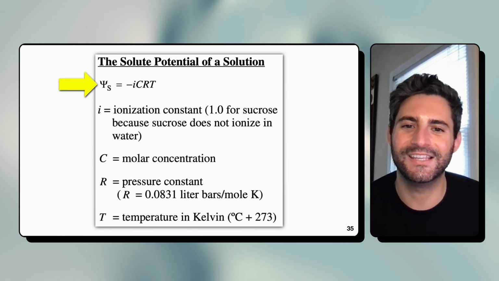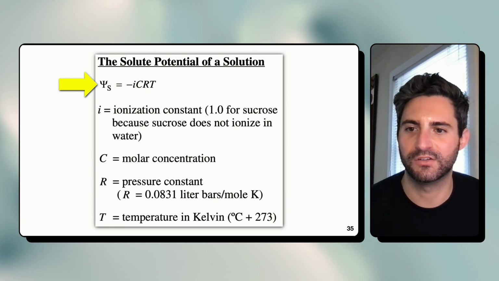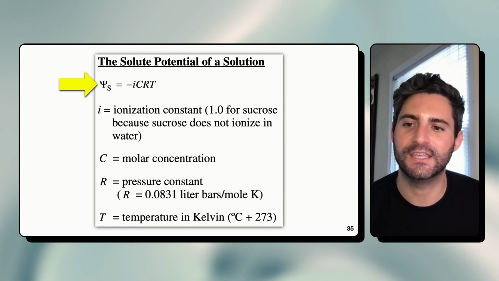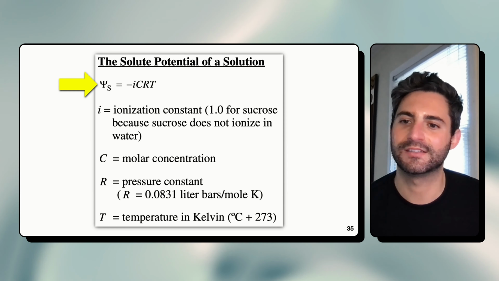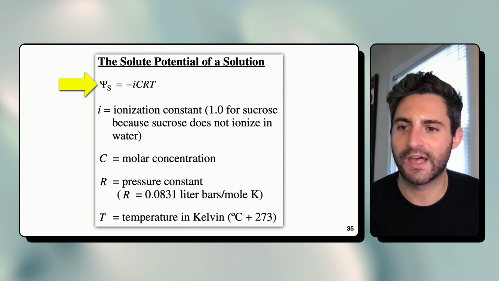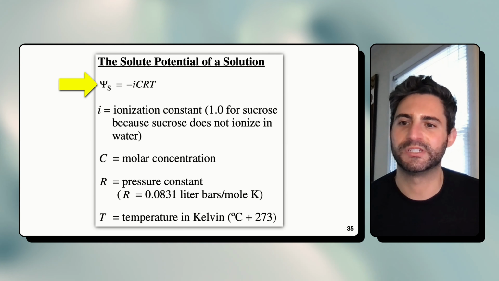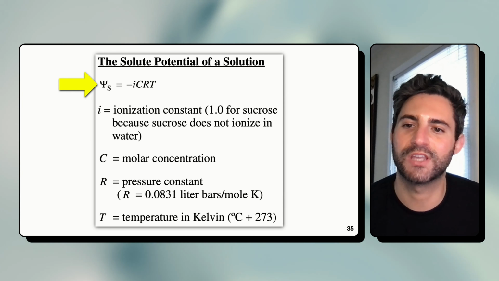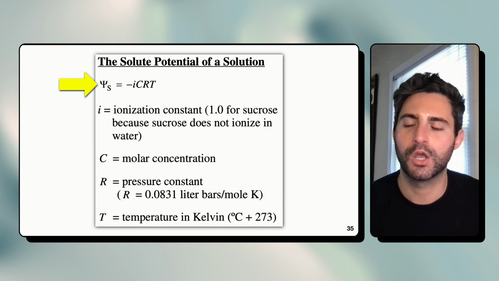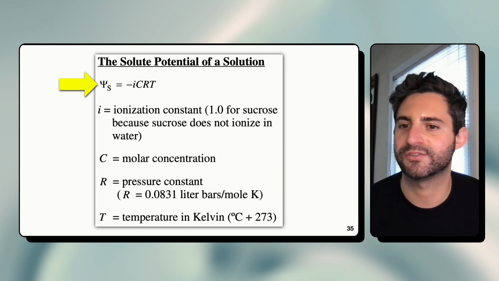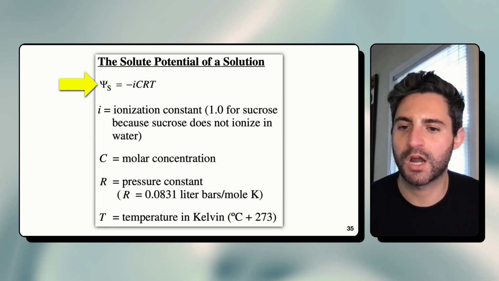What we're looking at is the equation for the solute potential of a solution, which is provided on the formula sheet for the AP exam. And the equation for solute potential is psi s equals negative iCRT. Each of those values represents a different important component of calculating the solute potential. So for example, i stands for the ionization constant, which will always be equal to 1 if we're using sucrose, or it could be equal to 2 if we're using a salt like sodium chloride. The letter C represents molar concentration.